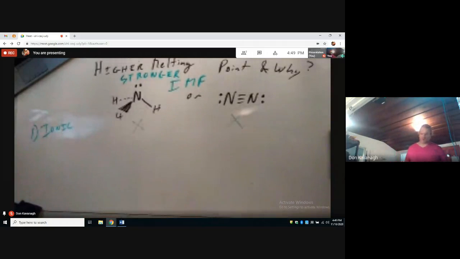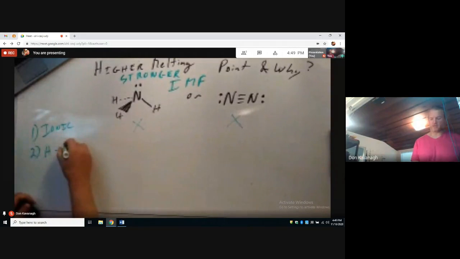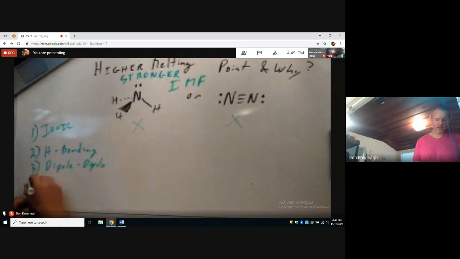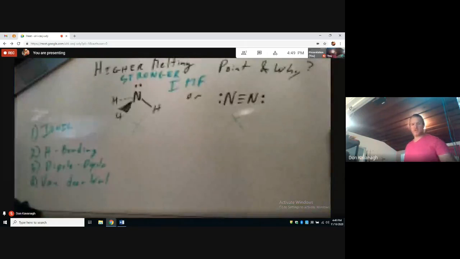They both contain only nonmetals. There's not a metal present. So we continue down the list. Hydrogen bonding, dipole-dipole, and the last one has a couple different names: van der Waals, London dispersion forces. We continue down the list until we get a hit on one but not on the other, going from strongest to weakest.